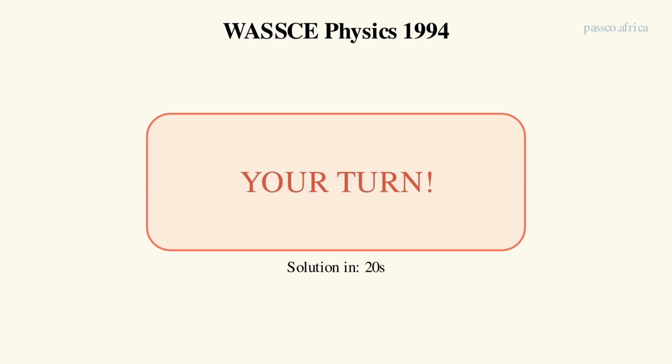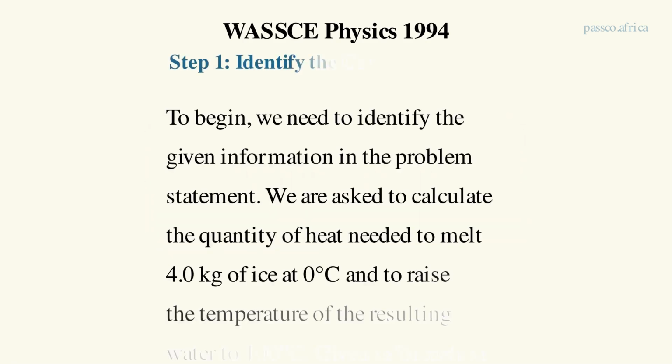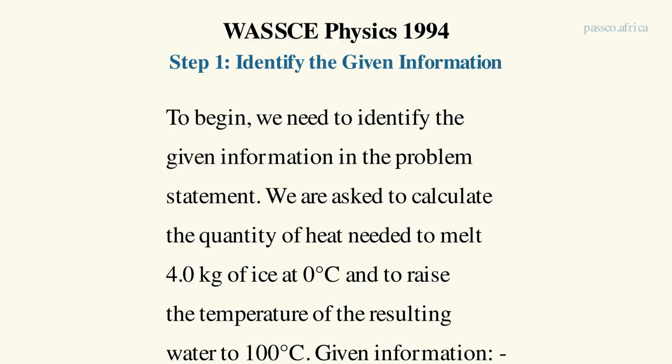Step 1. Identify the given information. To begin, we need to identify the given information in the problem statement. We are asked to calculate the quantity of heat needed to melt 4.0 kilograms of ice at 0 degrees Celsius and to raise the temperature of the resulting water to 100 degrees Celsius.